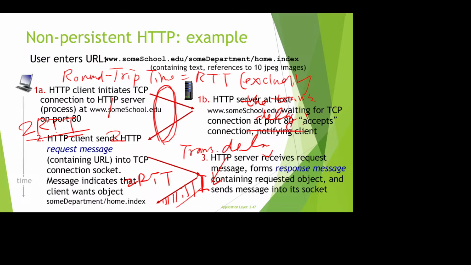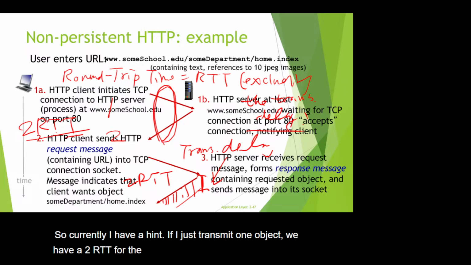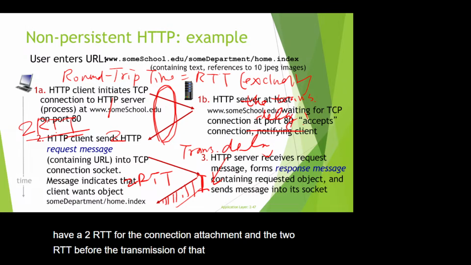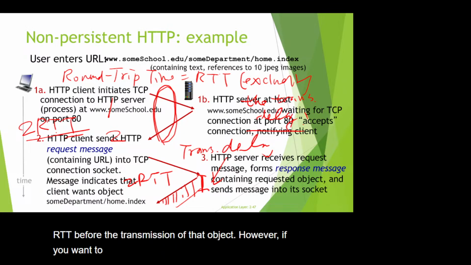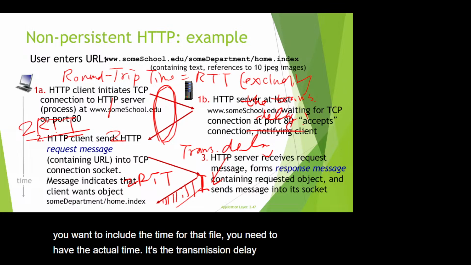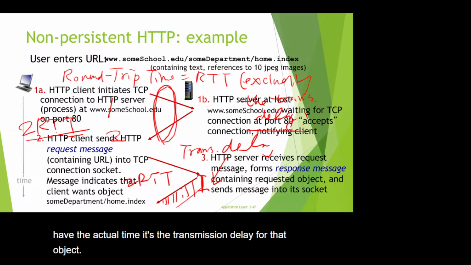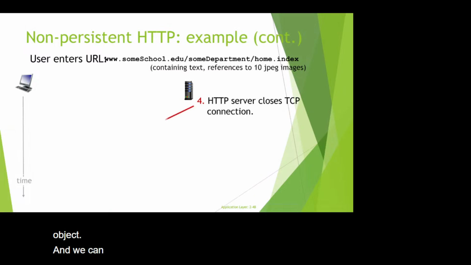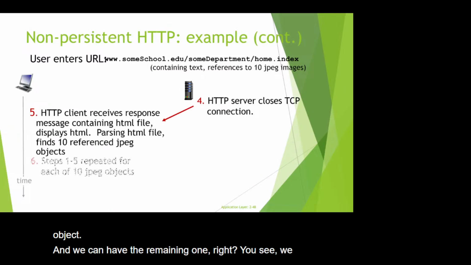So currently I have a hint. If I just transmit one object, we have RTT for the connection establishment and RTT before the transmission of that object. However, if you want to include the time for that file, you need extra time: the transmission delay for that object. And we can have the remaining ones, right? You see, we have the remaining ones.